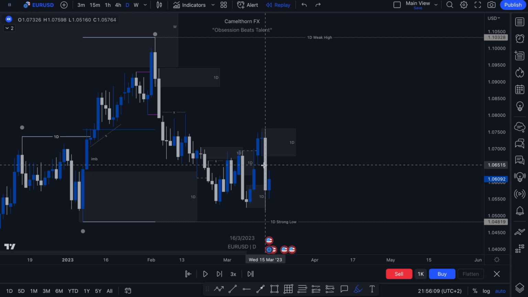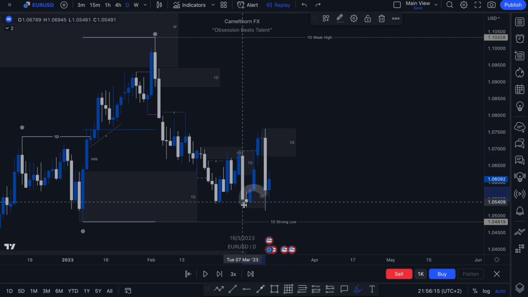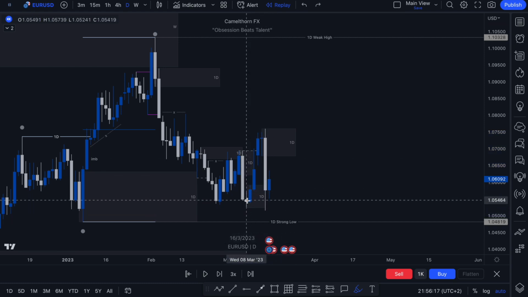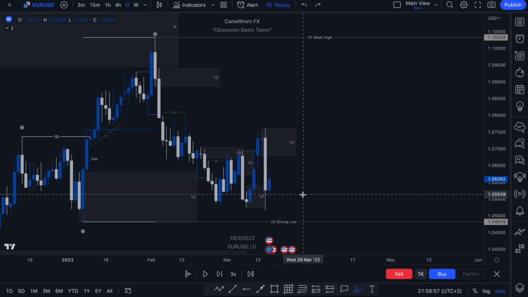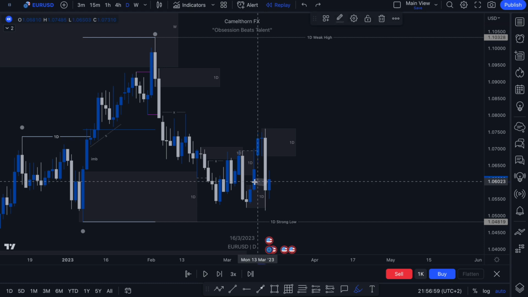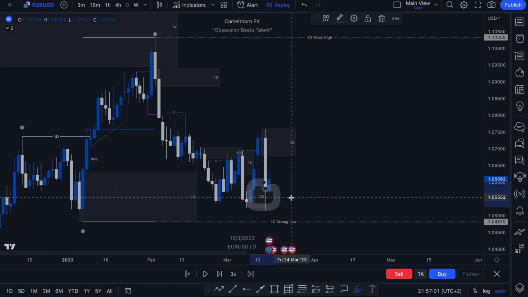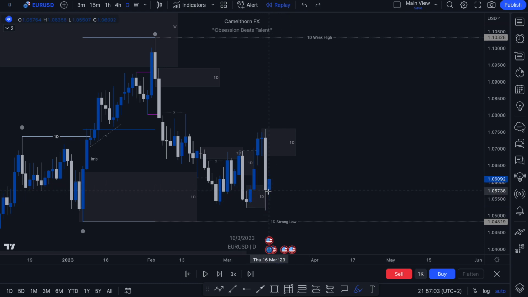Wednesday was a very bearish day on the euro, but essentially what happened is this bearish day pushed price action back in to mitigate this daily demand zone that formed as price action was trading up. All right, now going into my particular trading session here on Thursday, I had seen that price action came in to mitigate this daily demand zone, and it had held really well.